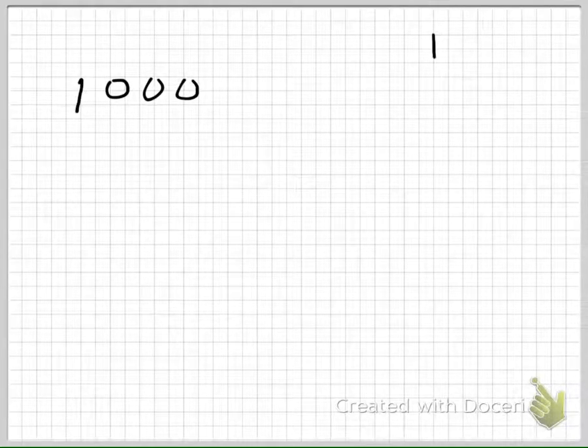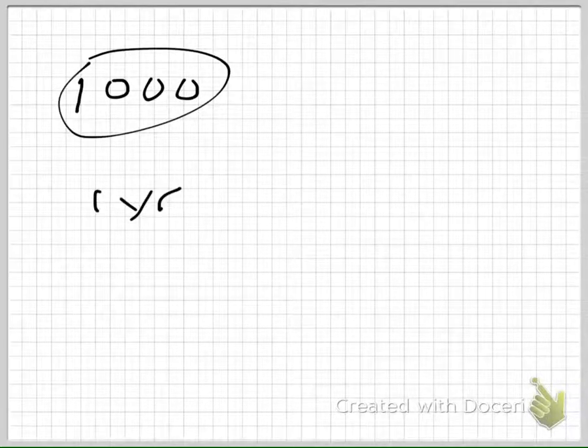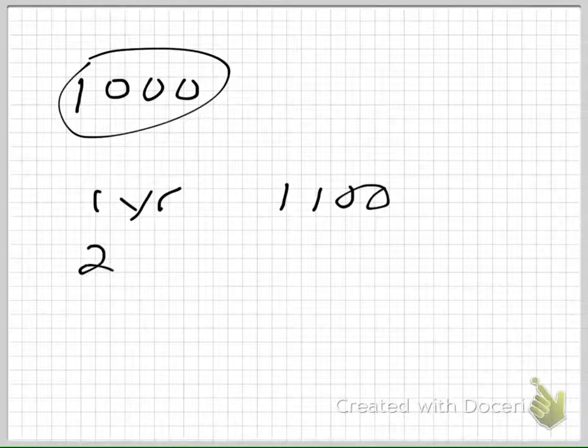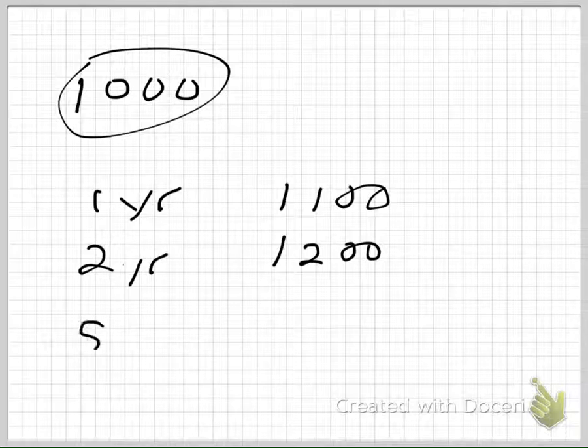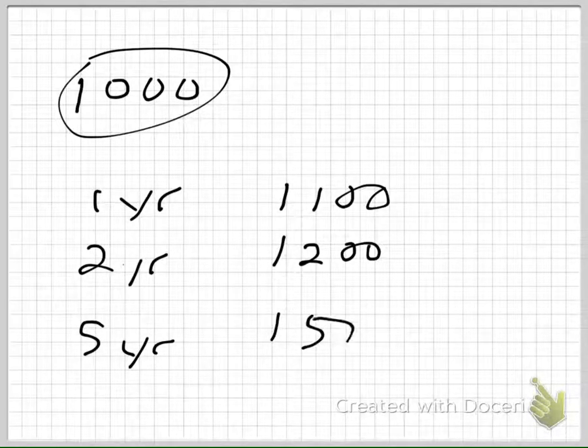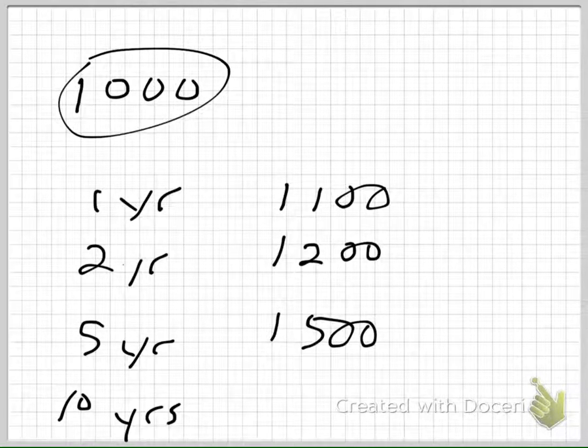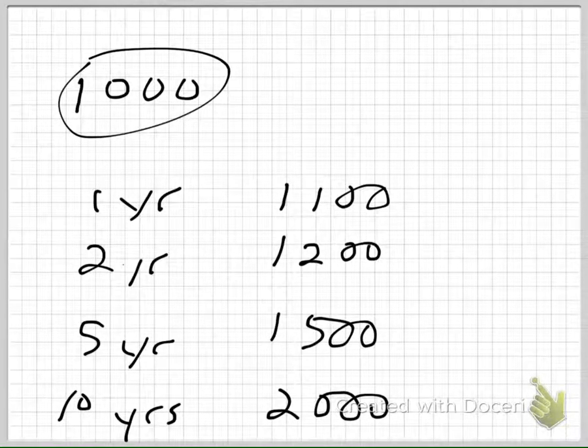So here's the chart. This is what it would look like. The original investment is $1,000. After 1 year, you have how much? 1,100. After 2 years, I would have 1,200. After 5 years, I would have 1,500. Make sense? After 10 years, what would I have? 2,000. I would have doubled my money. Does that make sense? Okay.